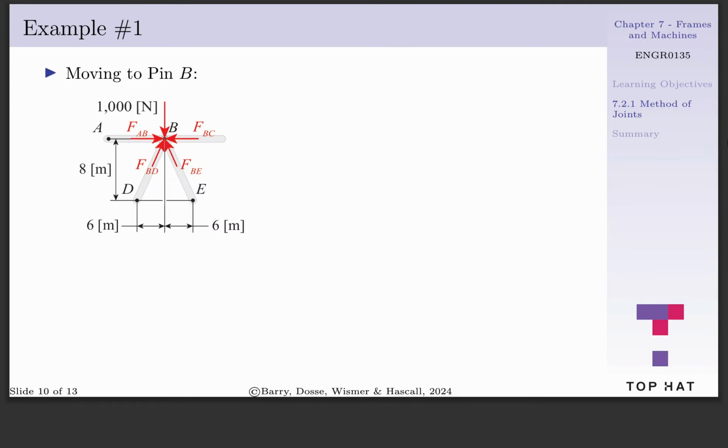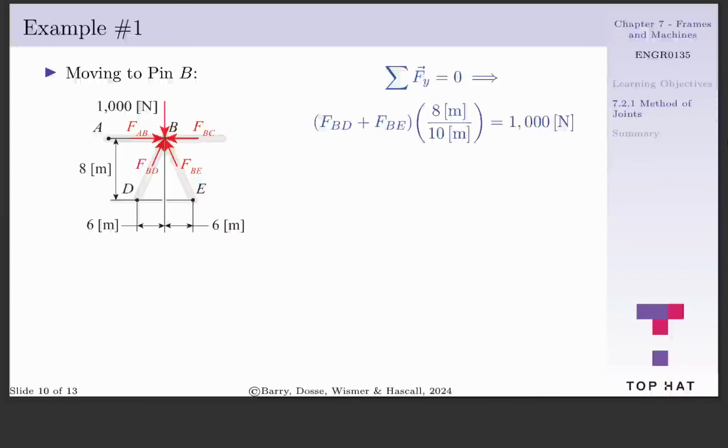Moving on to pin B, we see that we have FAB, FBD, FBE, and FBC acting on the pin, and an applied force of 1,000 newtons. We'll start by taking the summation of forces in the y direction. We'd have FBD plus FBE times sine theta equal to 1,000 newtons, with sine theta equal to 0.8. FBE is then equal to 1,250 minus FBD, which gives FBE equal to 3,750 newtons. Since this value is positive, the member is under compression.